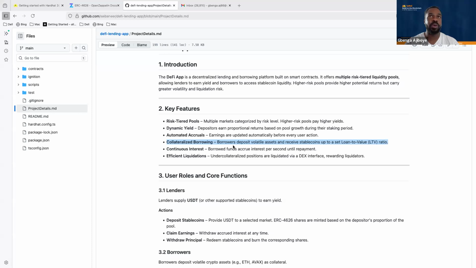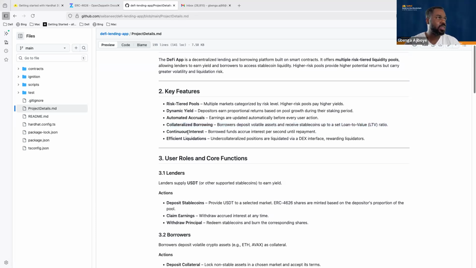You want to borrow USDC, but you have Ethereum, one Ethereum. One Ethereum is about 4,400. So you deposit it, and let's assume we allow you a loan to value ratio of 50%. It means you can borrow 50% of 4,400, which is 2,200. Quick maths.